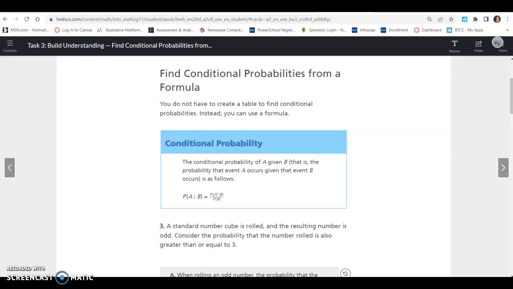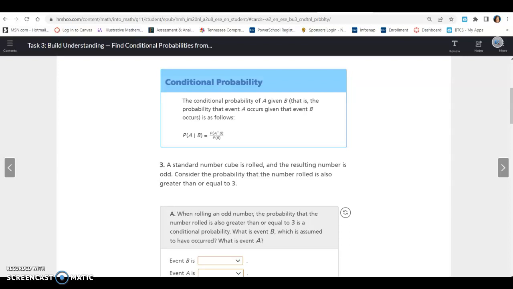Lesson 18.1, Task 3. Find conditional probabilities from a formula. You do not have to create a table to find conditional probabilities. Instead, you can use a formula. A formula is good because if you know how to use it, you can just plug numbers in and usually get the answer.